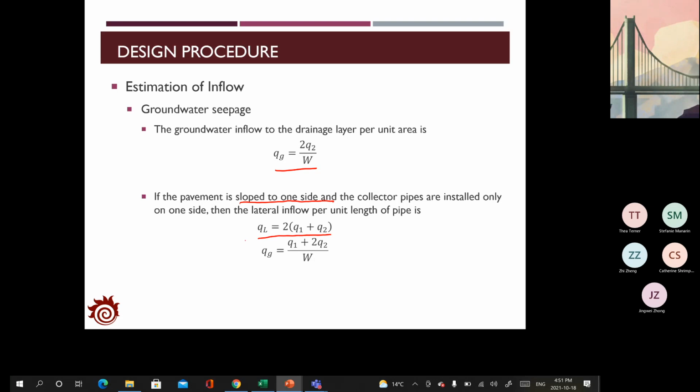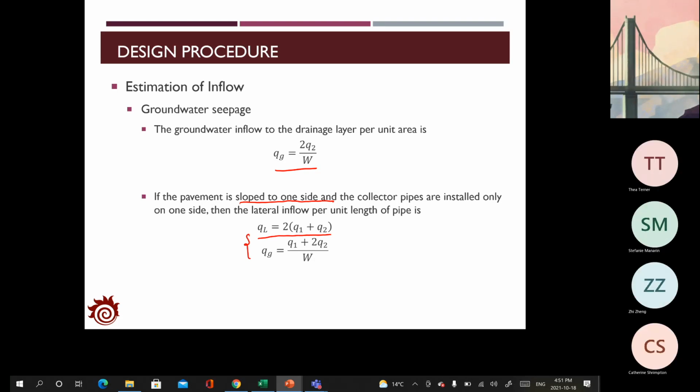And you can also calculate the groundwater inflow to the drainage layer per unit area as QG equal to Q1 plus 2 times Q2 divided by W. This is only applied to the pavement structure that is sloped to one side. And the equation here is applied to the crown structure, which means you have the slope to both sides of the pavement structure. And these would be the equations for us to calculate the groundwater seepage.